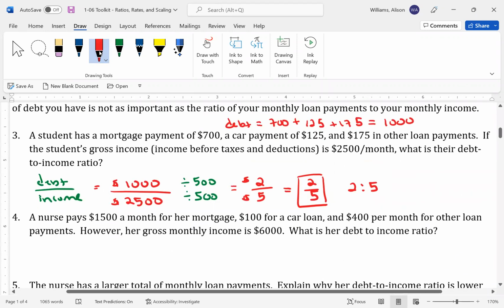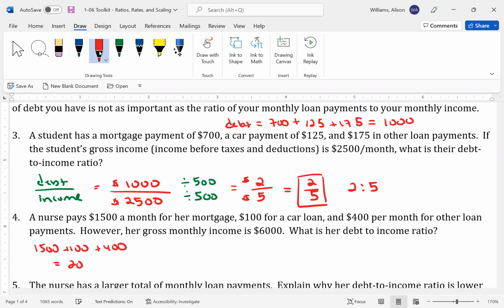Okay, a nurse pays $1,500 a month for her mortgage, 100 for car loan, 400 for other loan payments. Her income is much bigger, $6,000. What is her debt to income ratio? Okay, so for her, let's do her debt really quick. So for her, her debt is 1,500 plus 100 plus 400. So that comes out to 2,000.